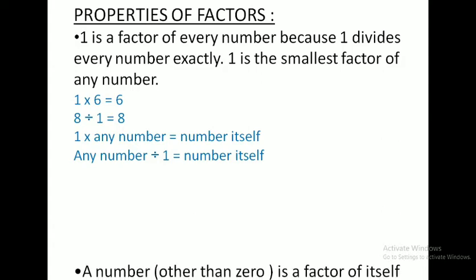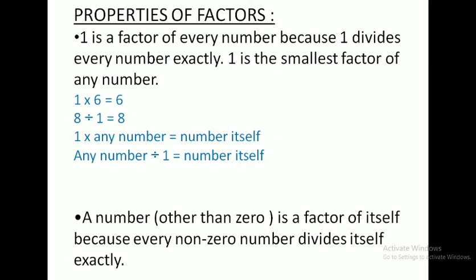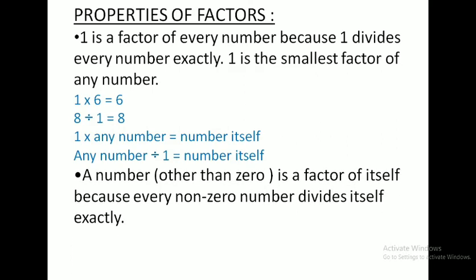Moving to the second property, a number is a factor of itself because every non-zero number divides itself exactly. So you can see the example. When any number is divided by itself, the quotient is 1.